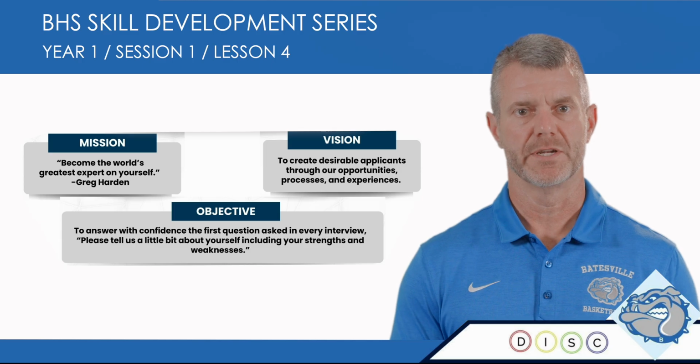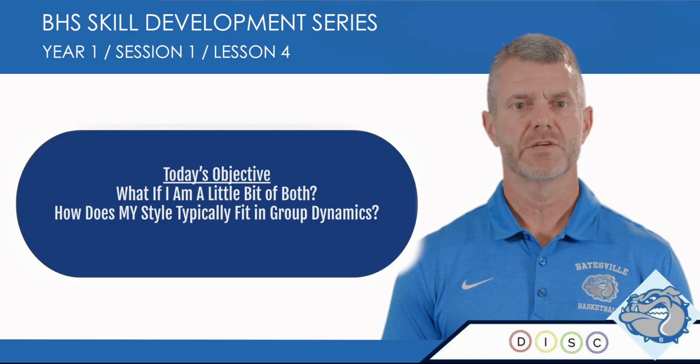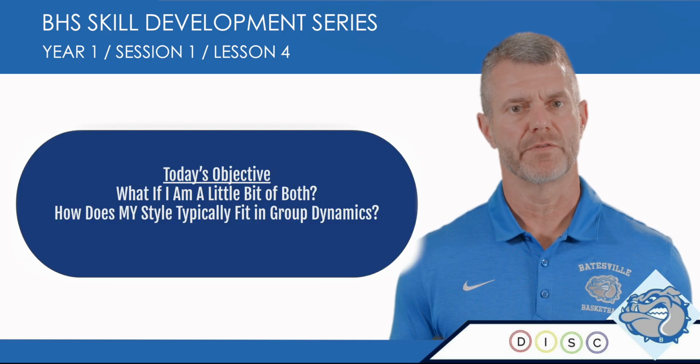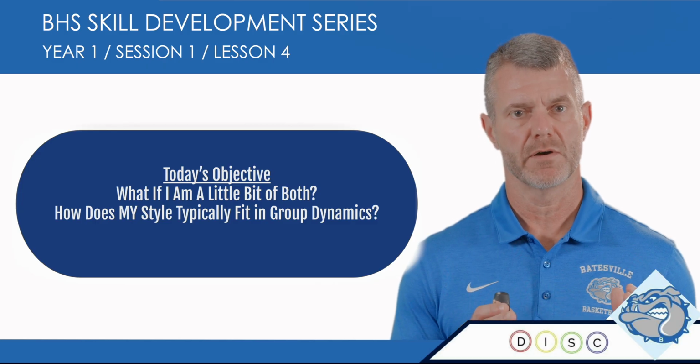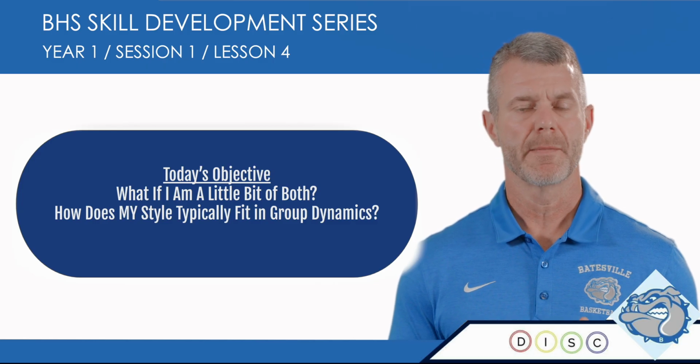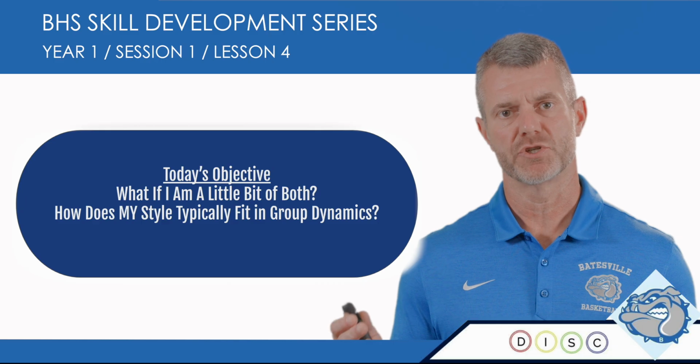So let's dive into today's activity. Our objective today is what if I'm a little bit of both? We've talked very specifically about the characteristics or observable behaviors of the D, the I, the S, and the C. We all have a combination of something.